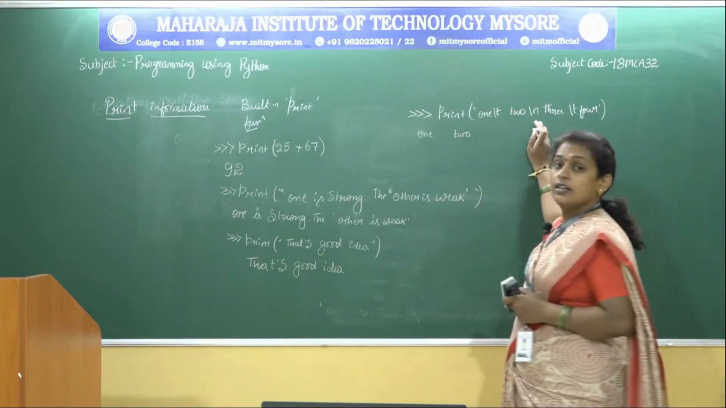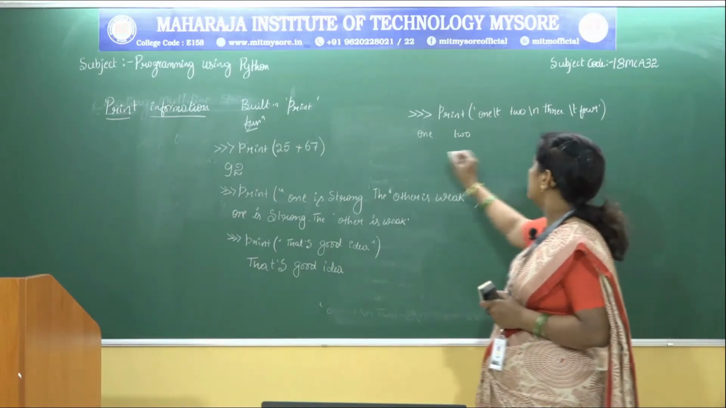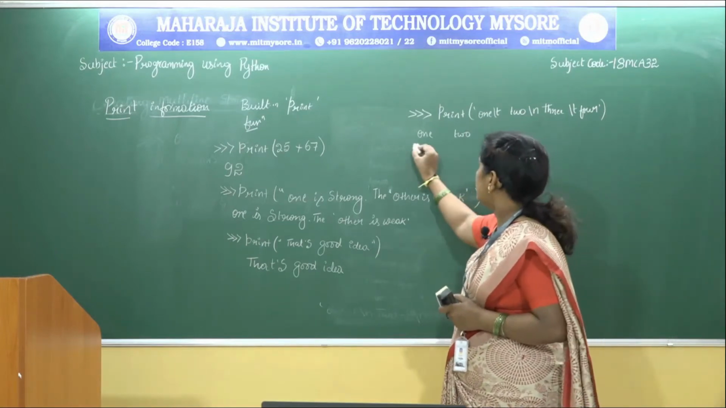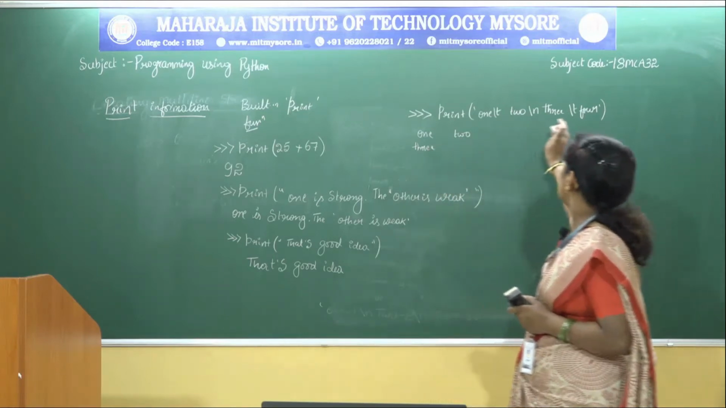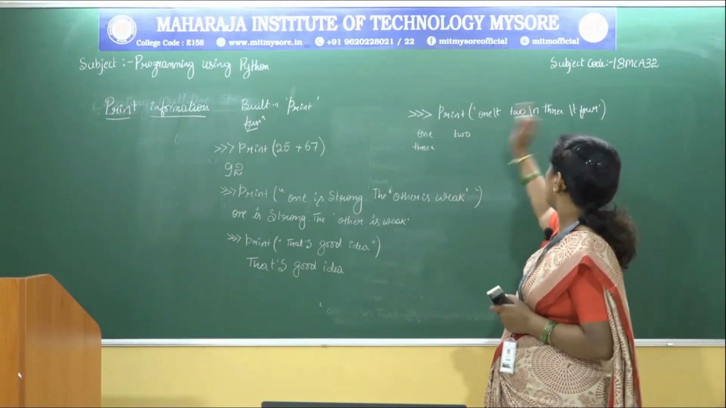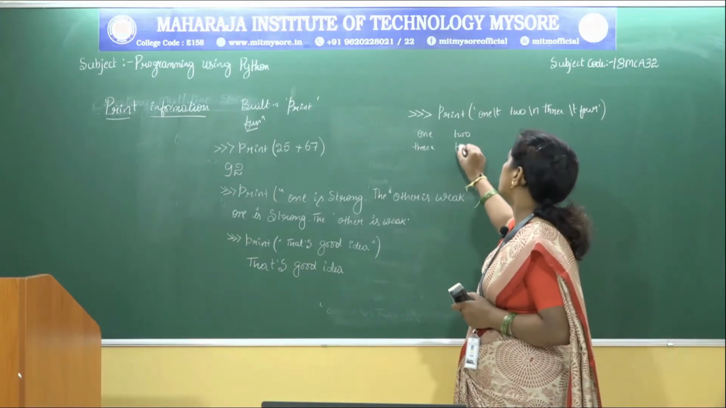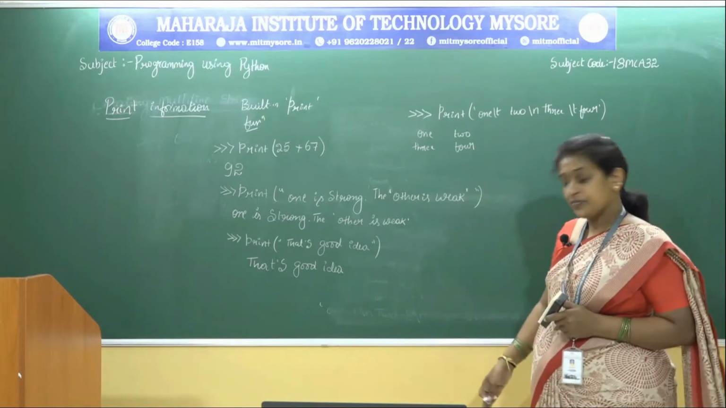Next value is slash n, so it will take a new line and it is going to print a 3. Next it is a slash t, so it takes one tab, then it is going to print a 4. So this is how we will get the output.